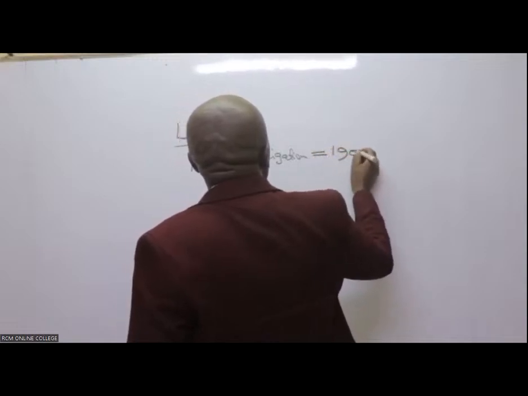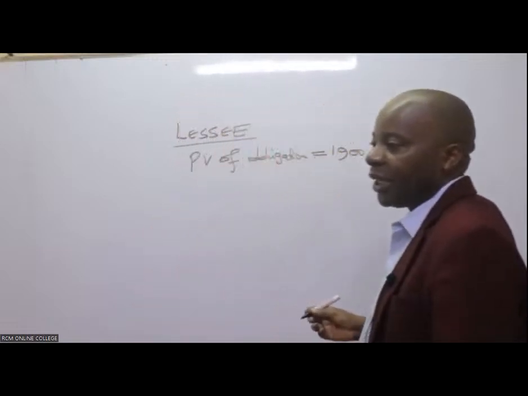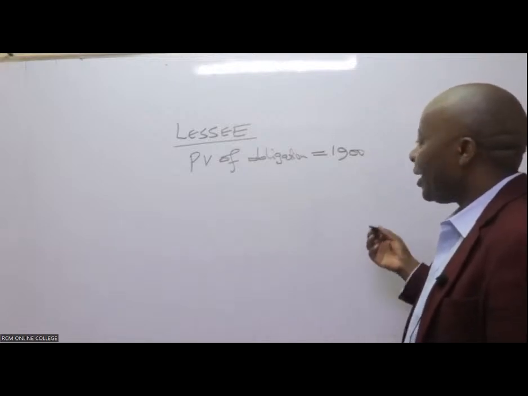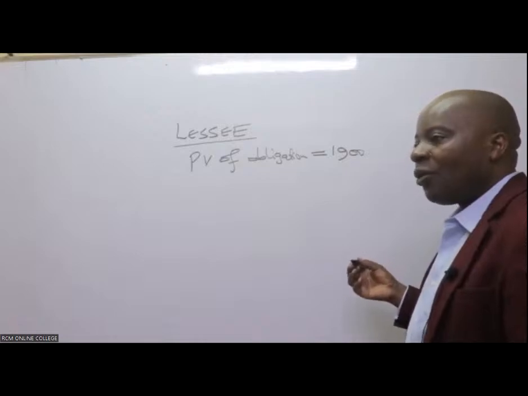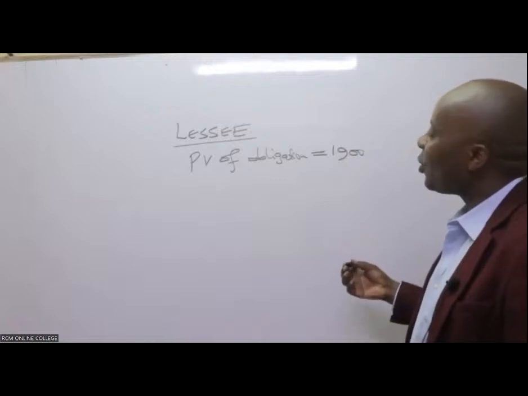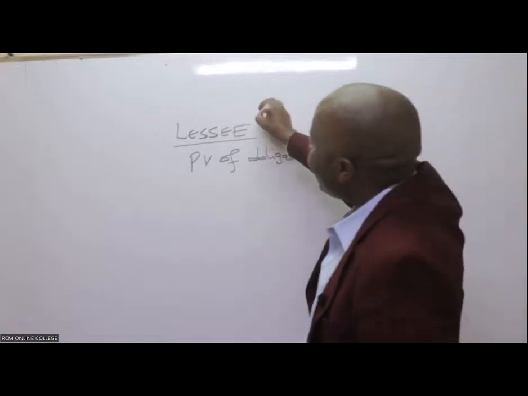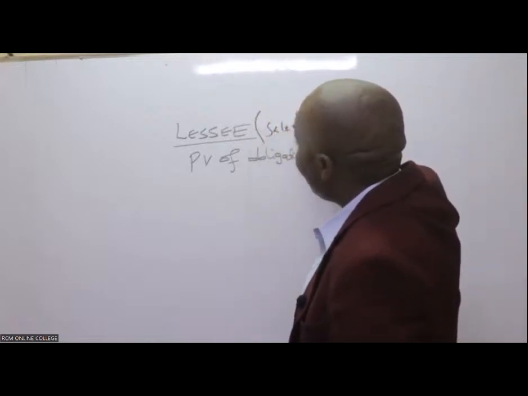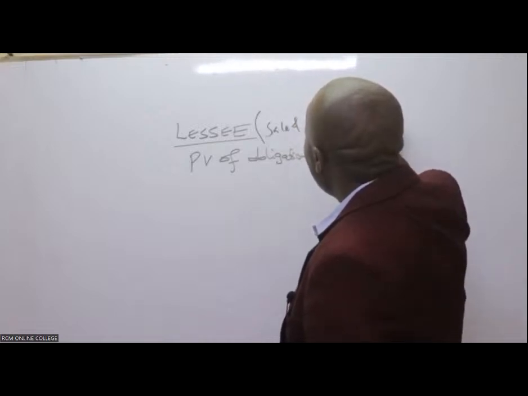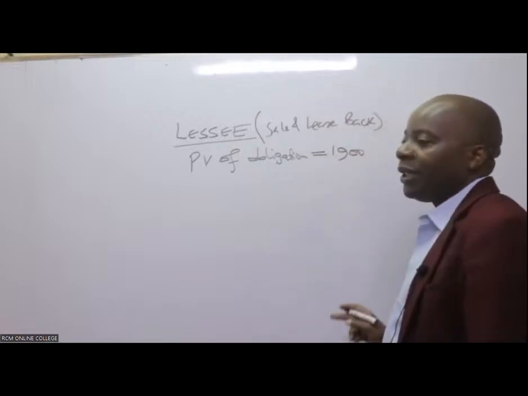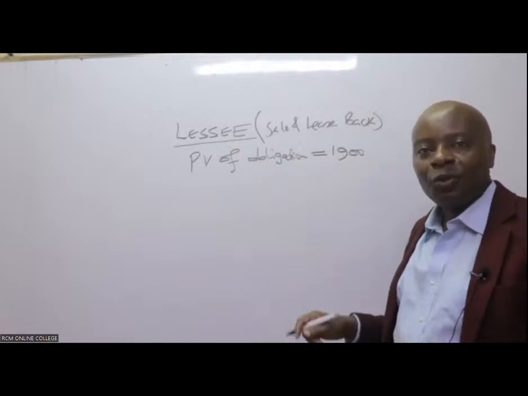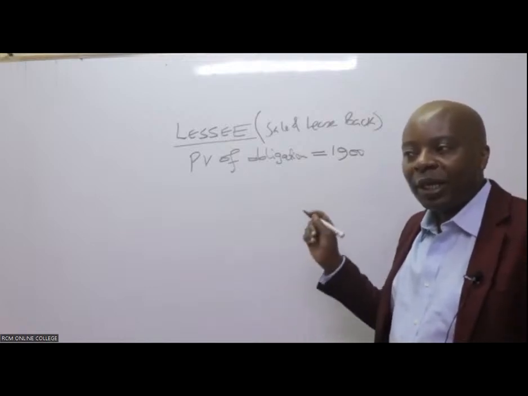I always like chopping off 3 zeros for millions. So the present value of this obligation is 1,900. Once you give me this present value of the obligation, remember, ladies and gentlemen, this is a sale and lease back. So you can't tell me that this amount will be the right of use. No, there is a special formula for getting right of use, and I will not apply that special formula here.